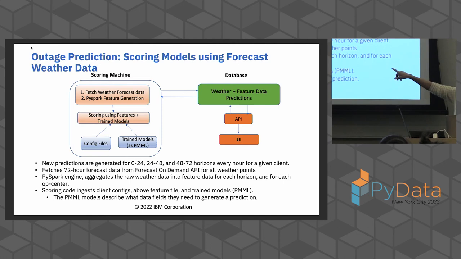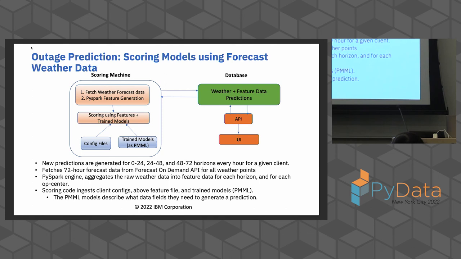The system is running for several clients, predicting every hour. For some clients, the horizons are three days, and for some, seven. I think that's about it. I have something else in my mind that I want to say, but I think we ran out of time. You can answer questions. Thank you. Now we can take questions.